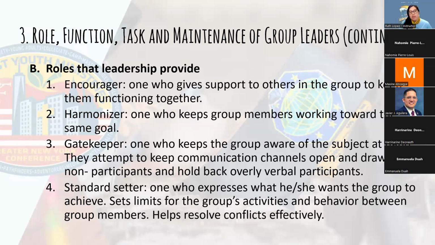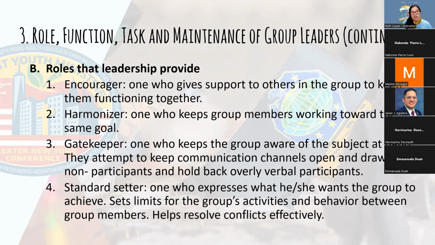We have the harmonizer, who is the person that keeps group members working towards the same goal. There's often friction. There is side A and side B that don't want to come and meet in the middle. So the harmonizer will be like, hey, why don't we compromise? What about we do this, but we also do the other one up to a certain level? So you have the harmonizer.